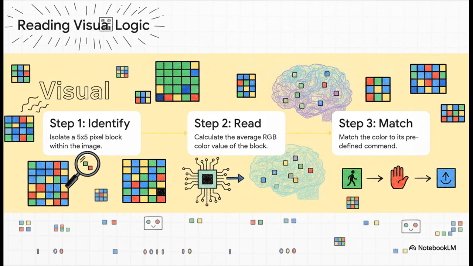And what's really fascinating here is just how simple the whole decoding process is. It's basically 3 steps. First, the AI finds a specific block of pixels. Then, it just reads the average color of that block. And finally, it matches that color to a command that's already been defined, kind of like looking a word up in a dictionary. It's the key that unlocks all the instructions hidden in plain sight.